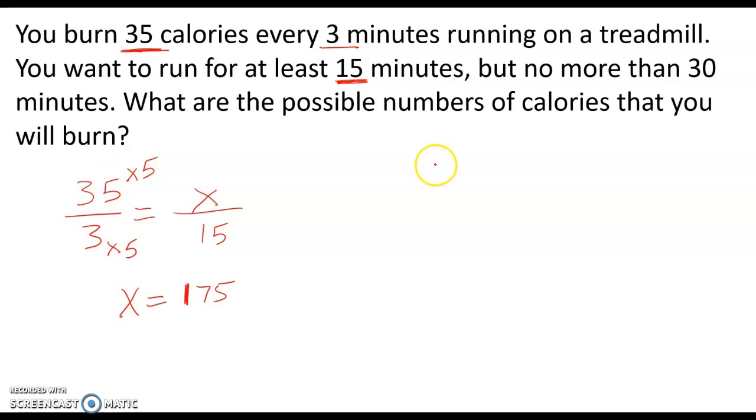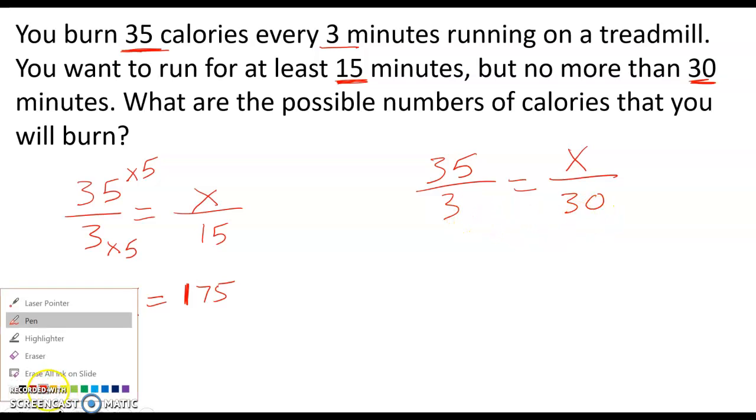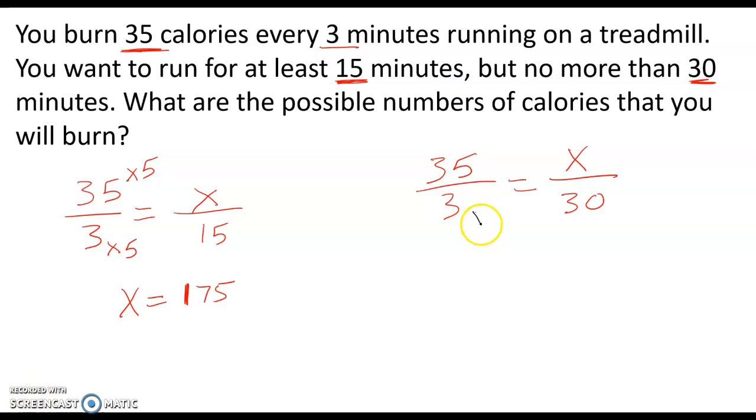On the other one, I'm still going to use 35 calories in 3 minutes. And we want no more than 30 minutes. So we're going to put the 30 minutes on bottom. And then we'll put X up here for the number of calories to burn in 30 minutes. So this one again, we can do mental math. So anytime I can do mental math, I try to do it because it's quicker. 3 times 10 is 30. So 35 times 10, that's going to be 350.